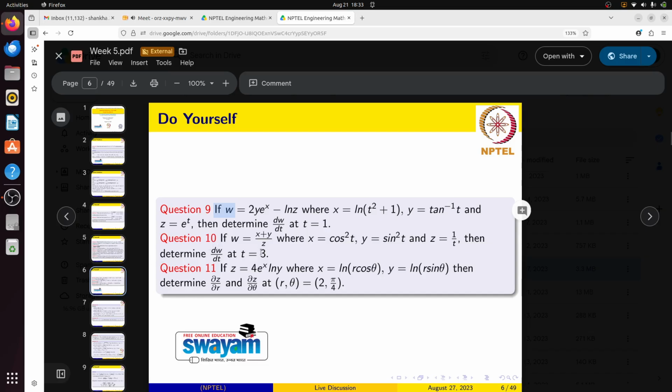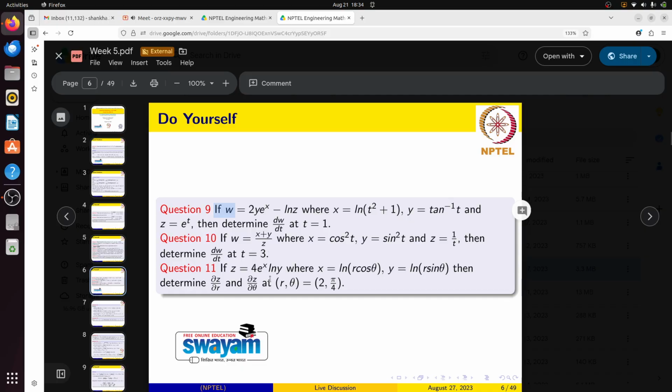Question 10: if w equal to (x plus y) by z, where x equal to cos square t, y equal to sin square t, z equal to 1 by t, then determine dw/dt at t equal to 3. So w will be 1 by z, because cos square t plus sin square t is 1 and z is 1 by t, so that will be t, so dw/dt will be 1, and therefore dw/dt at t equal to 3 will be 1.